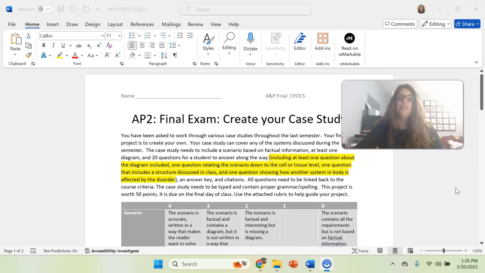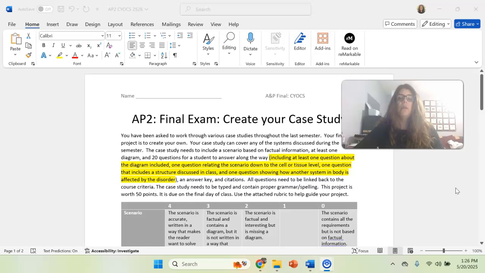You need to have 20 questions about your scenario that a student could then answer. You need to include an answer key to those 20 questions. You need to include citations. And just like with AP1, I'm not overly concerned about your proper citation style. You're welcome to use MLA or APA. You're welcome just to list the name of the website and then include the link to that website. I'm not going to get bogged down in the proper citation method, but you do need to include a list of the sources that you used.